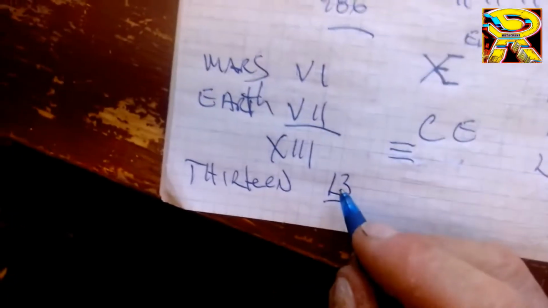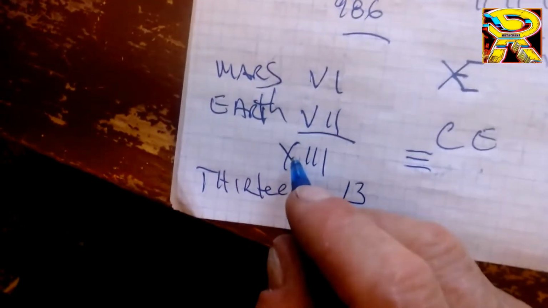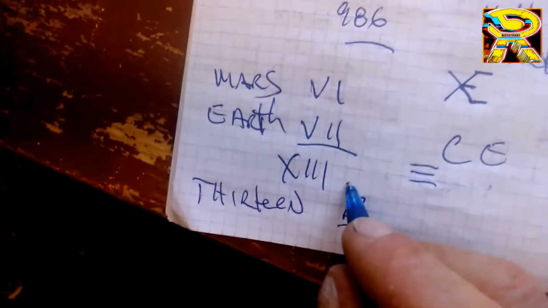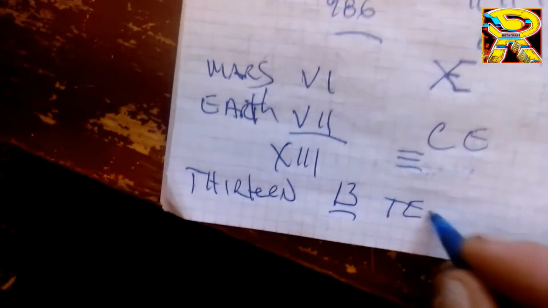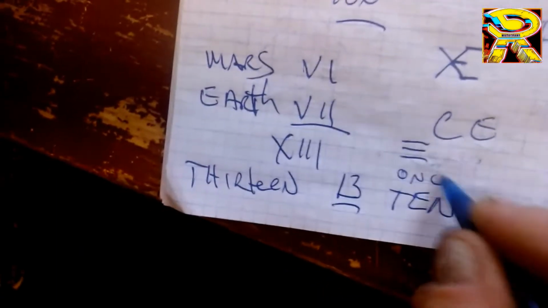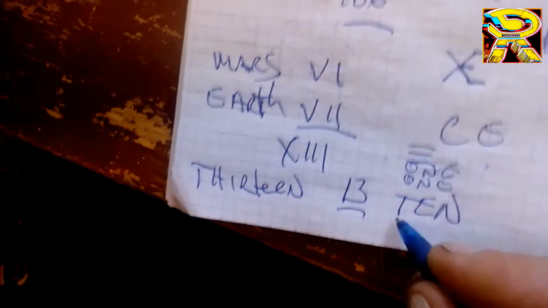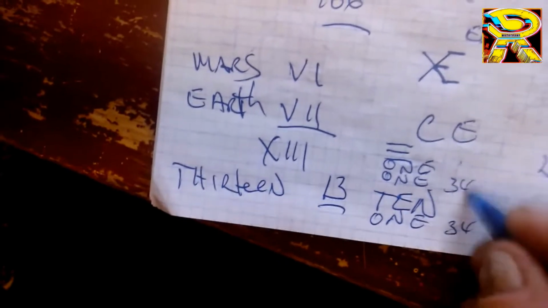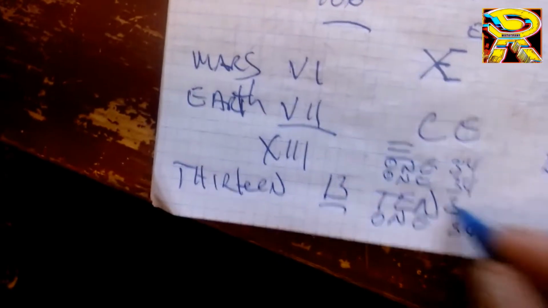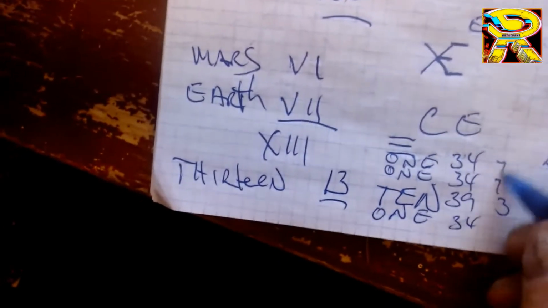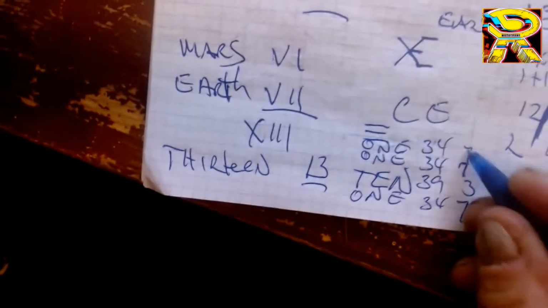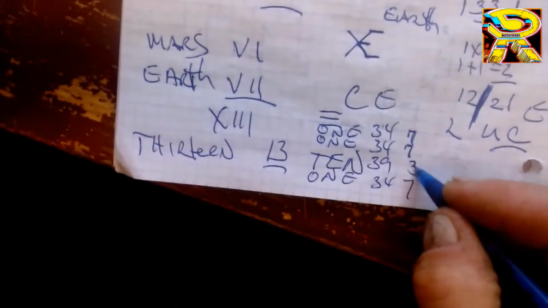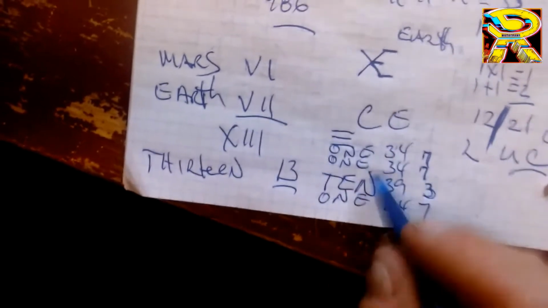But you get 13 with a 10 and a 1 and a 1 and a 1. So you get 10, and then you get 1, 1, 1. So 34, 39, 3, 7, 7, 7. Just the numeric value for the word is this.